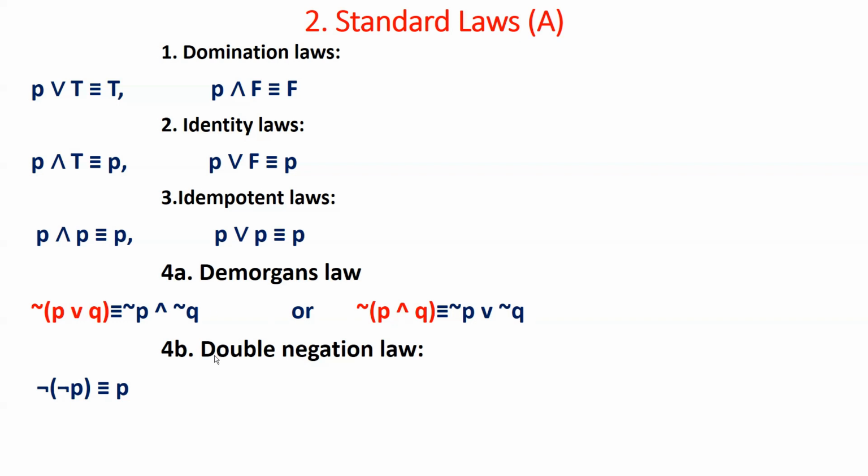The next, double negation law. Negation is present outside the bracket and inside the bracket again negation of P. Then the negations get cancelled, and here we'll get P. So here we have seen domination law, identity law, idempotent law, De Morgan's law, and double negation law.